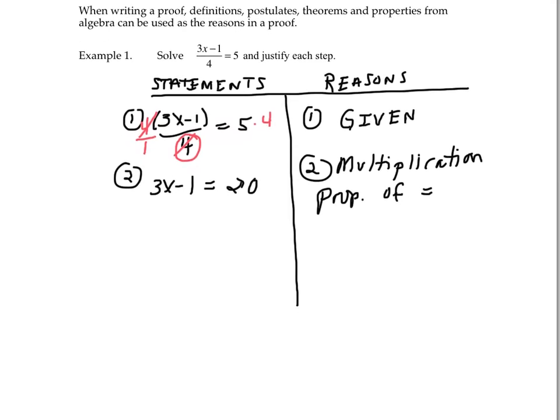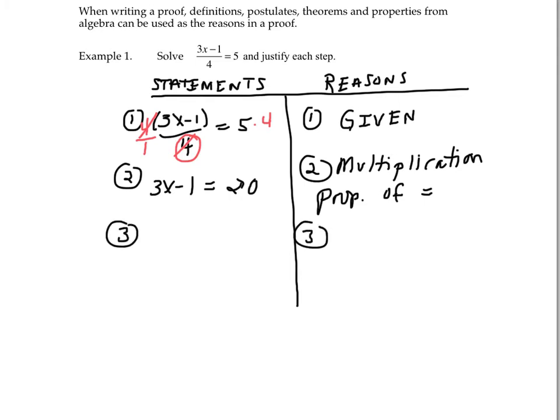Okay, for our next step, keep thinking along the lines of algebra and what you would do to solve this equation. I know I want to isolate the variable, so to isolate the variable in this case, I would add 1 to both sides of the equation.